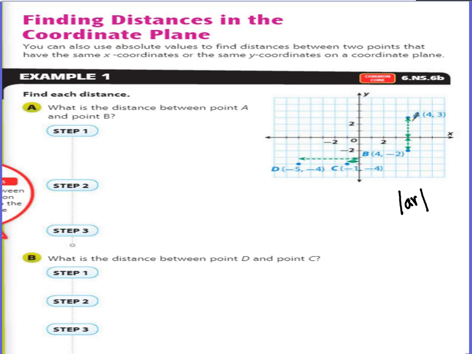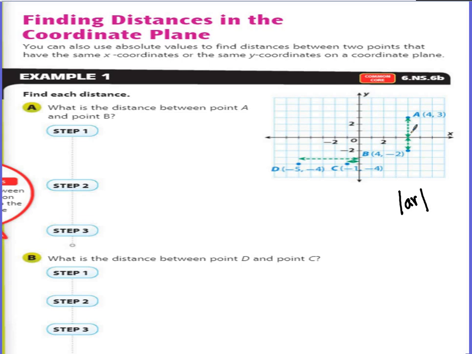I can count and see that from (4, 3) to (4, -2), there are 1, 2, 3, 4, 5 spaces. So it moved, the distance is 5. Well, let's see, is there any way that 4 and 4 can give us 5? In this case, there isn't. But look at 3 and 2. Is there a way that 3 and 2 can give us 5?